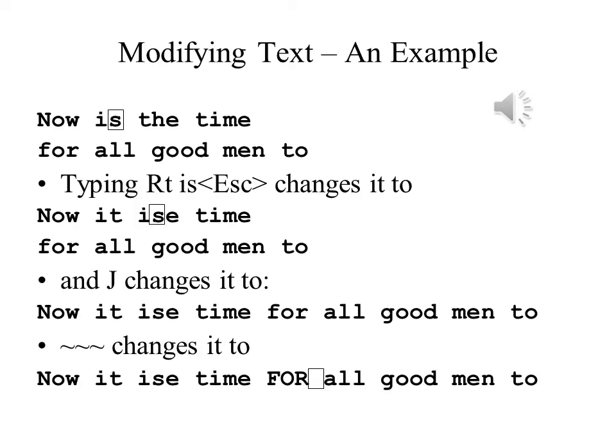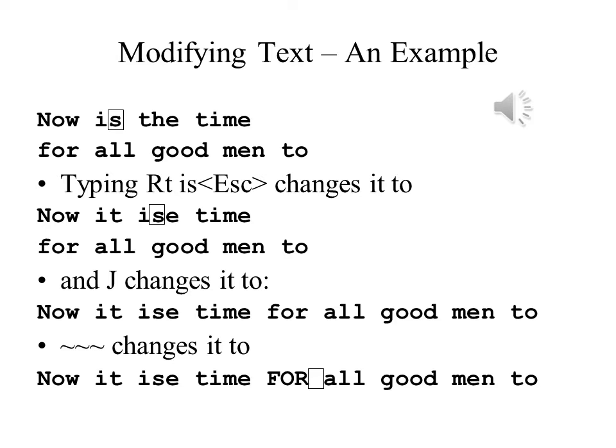A few quick examples of how we go about modifying text. In this particular case, I have the cursor pointing to the S of the word is, and I type a capital R followed by T space IS, and then followed by an escape key. What I will get is, now it ice time for all good men too, whatever. I have replaced the S of is with a T, and the TH of the with an IS. Obviously, this might not be something that we would want to write, but this is the effect of the command that I typed.